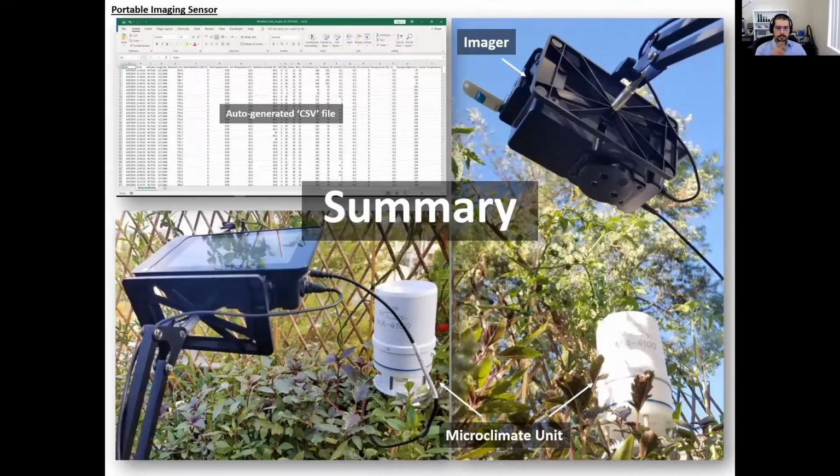Okay, so this is a picture of the imager that I have installed in the field, in the backyard garden, along with the microclimate unit. It's capturing images at a specified time interval, and it generates values, numbers, and the results are stored in a CSV file. So let's get to the summary.